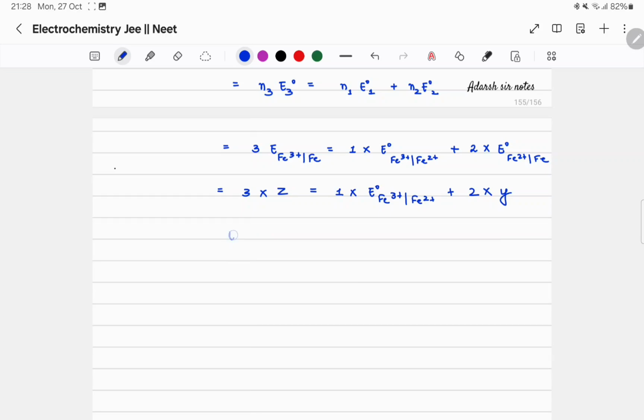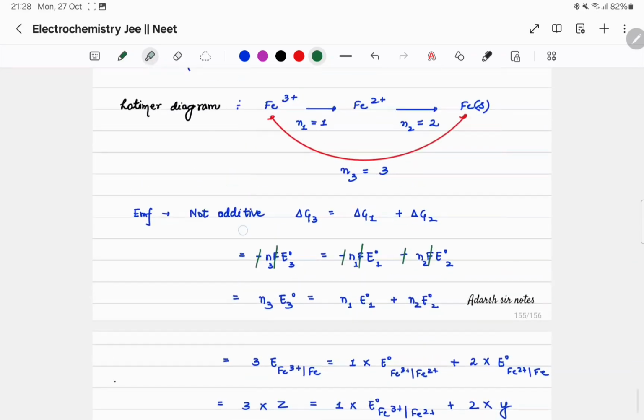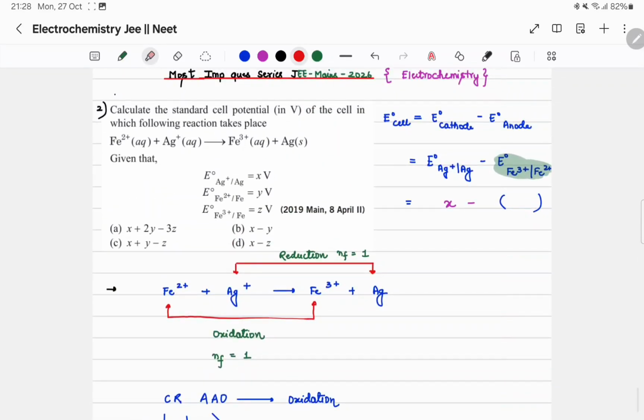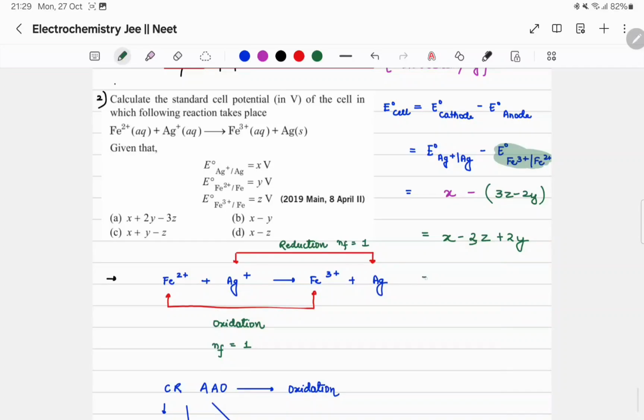So what did I get finally? E naught Fe3+/Fe2+ is 3Z minus 2Y. After this much hard work, we got 3Z minus 2Y. This is the one part which was the requirement. Now I got the answer. Here 3Z minus 2Y will be equal to X minus 3Z plus 2Y. So in the answer format, it is X plus 2Y minus 3Z. That is your final answer.